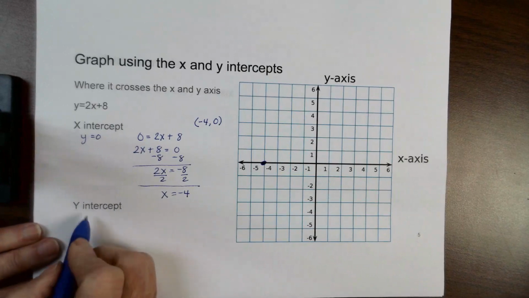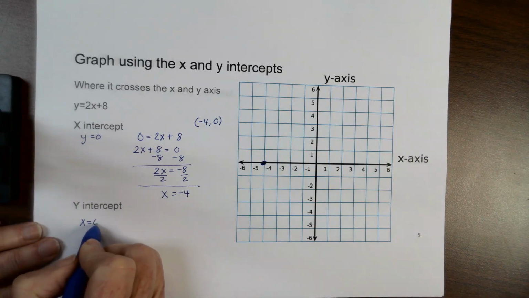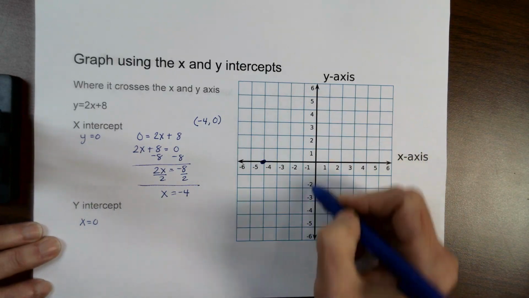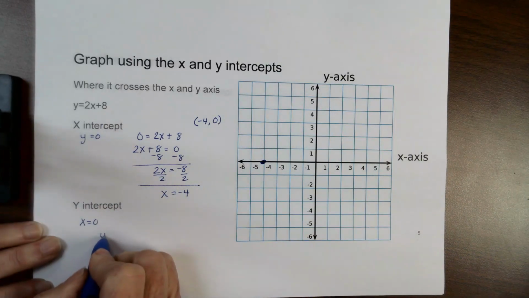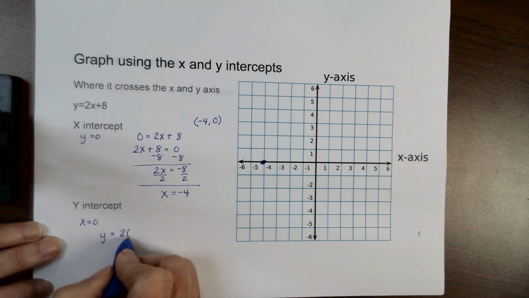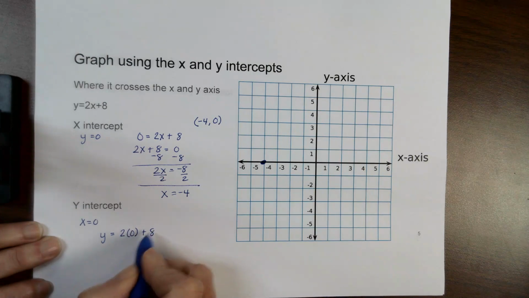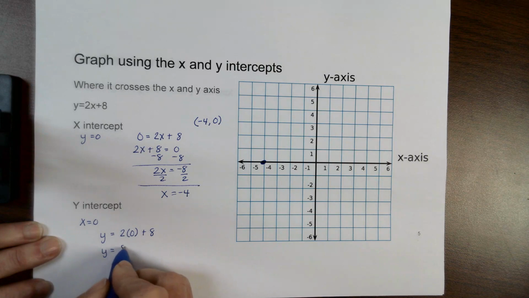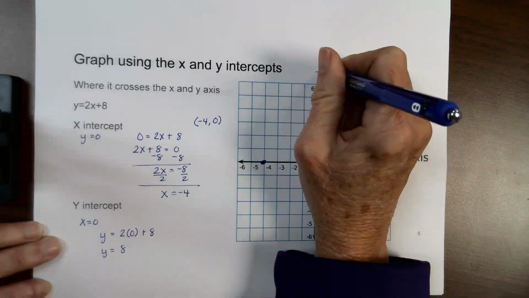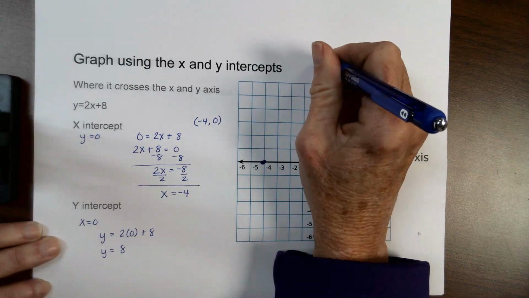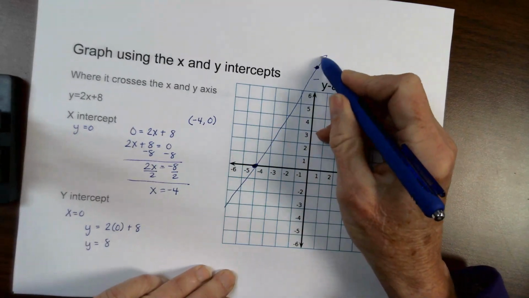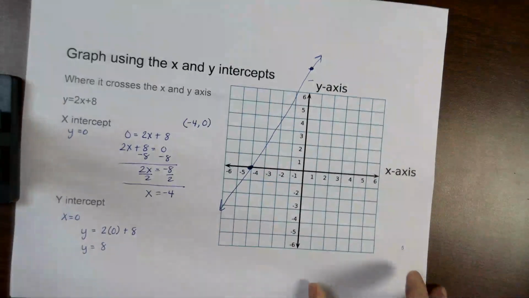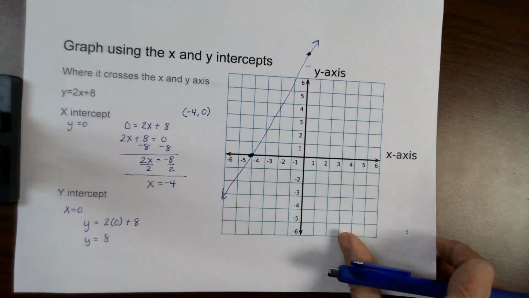Now, to find the y-intercept, I'm going to let x equal 0, because if it's on this line right here, it has a 0 value for x. So I take again the equation, and this time I substitute 0 where the x is, and it's going to give me y is equal to 8. And then I can draw a line to form my line through those. It's a little crooked, but you get the concept.